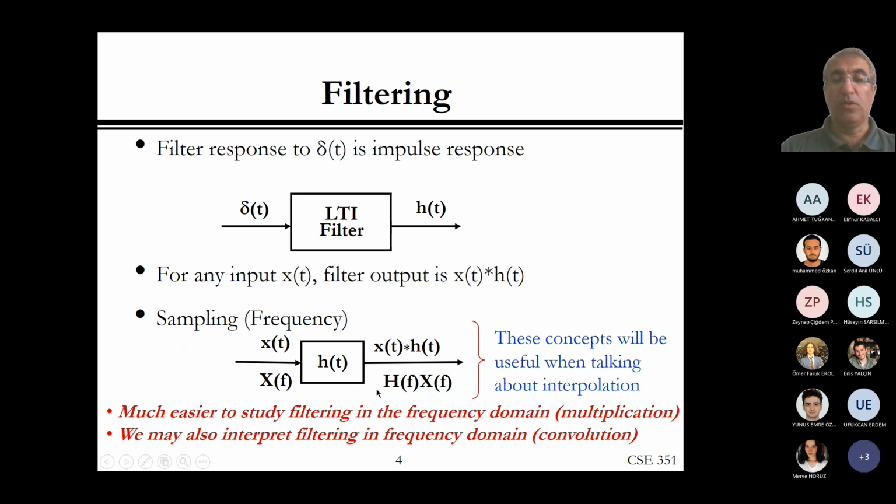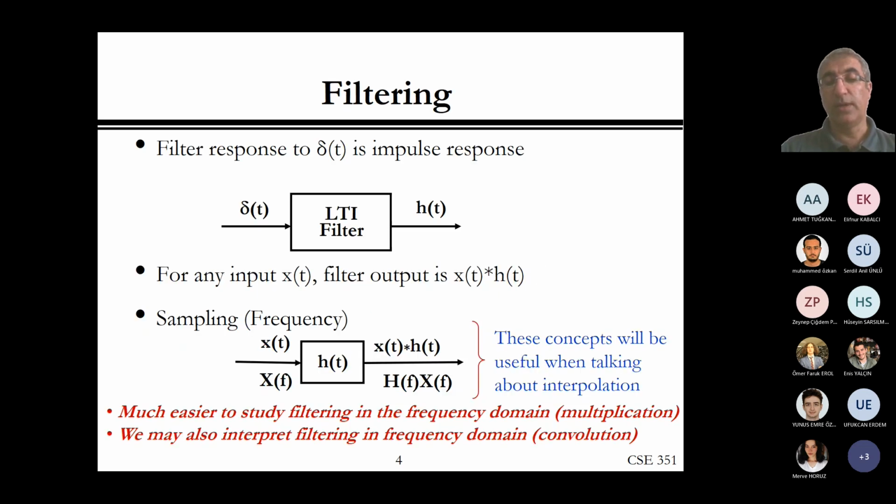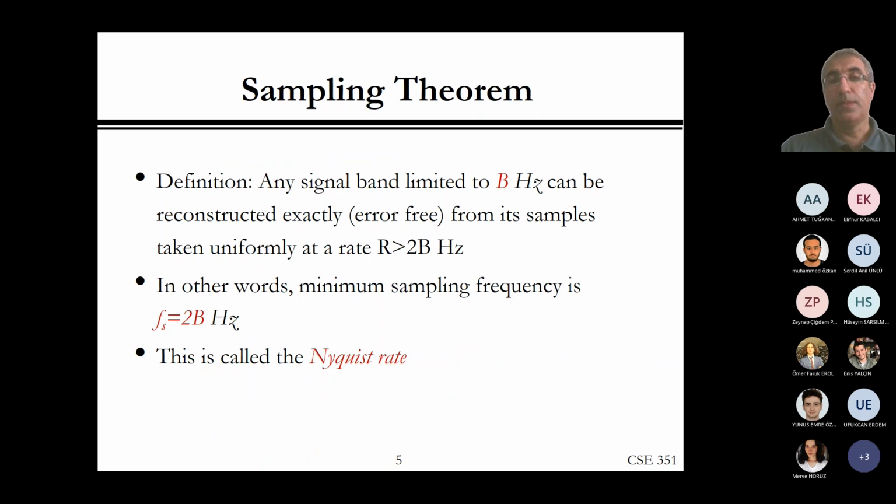As you see, the convolution involves this messy integration, and in order to avoid it and to study the filtering in the frequency domain, it is just a simple multiplication. So that's why we prefer to study in the frequency domain. Okay, after this mathematical background, now we are ready to talk about the sampling theorem.